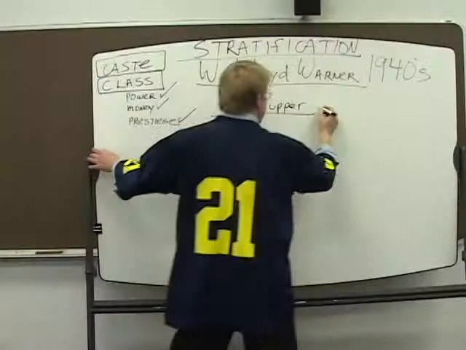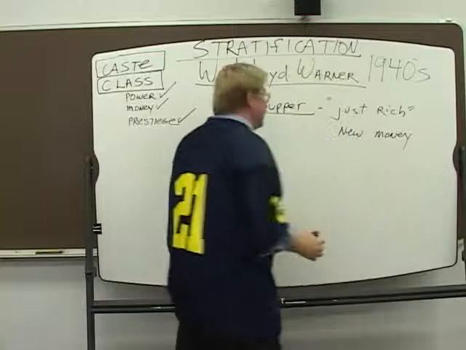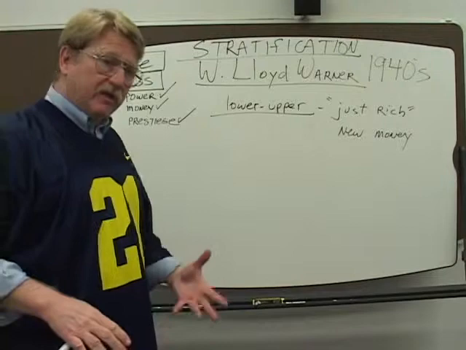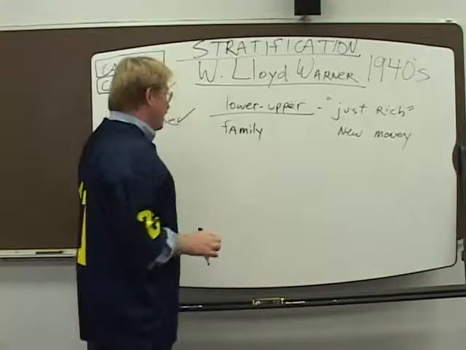Might be nice to be just rich. But these are the people like Bill Gates, people who haven't had money for generations, but have earned it in their lifetime. They're often very hardworking people. They've often come up with some new product, or some new business product or practice or something of that nature. These people also have strong ties on family, just as the upper-upper class do.